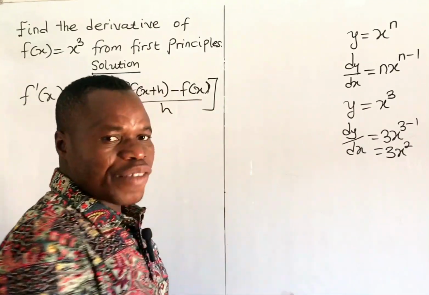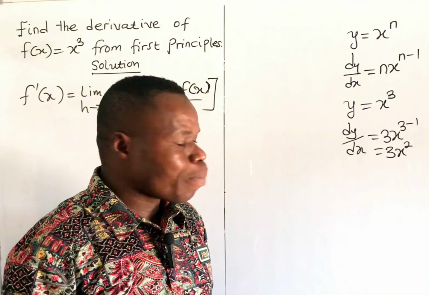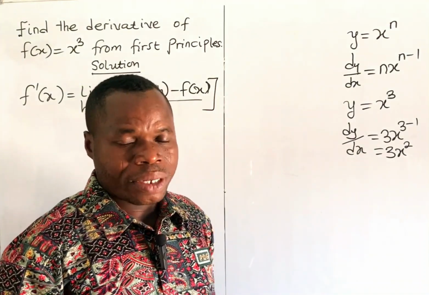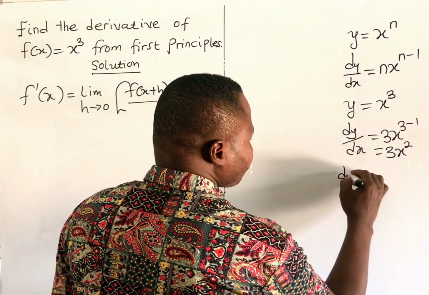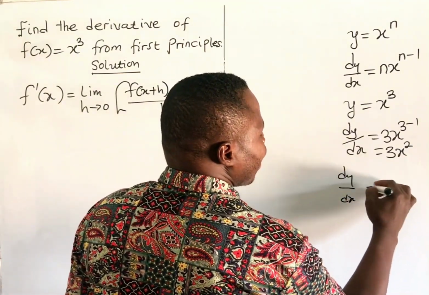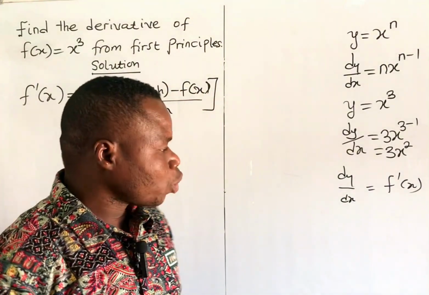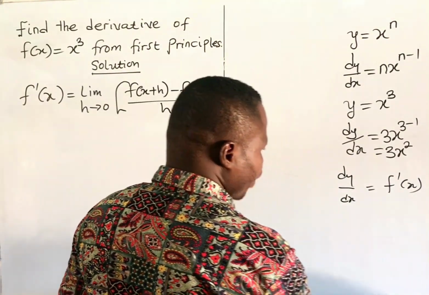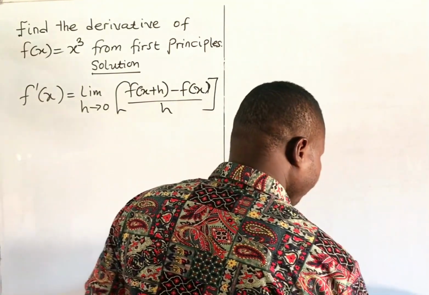But we have to use the first principle. And these questions normally come in the elective maths paper section B. That is the theory aspect. And dy dx is the same thing as f prime of x. They all mean the same thing. So let's now start to solve the question using the first principle formula.